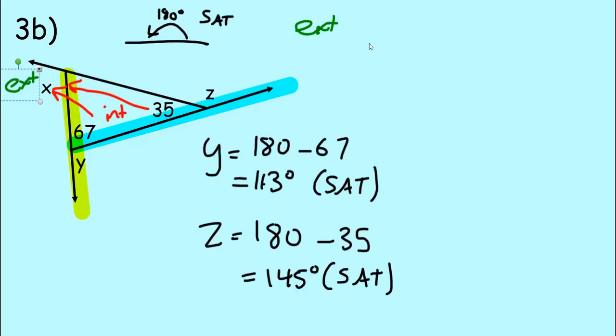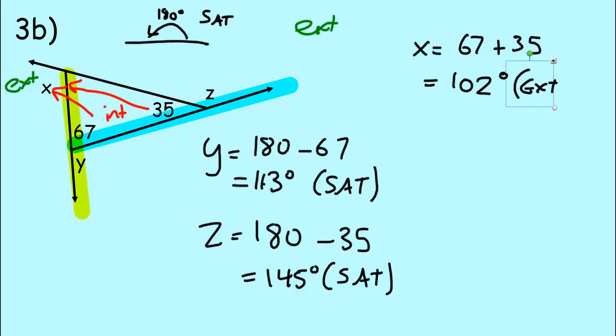So I could have said that X is equal to 67 plus 35, which is equal to 102 degrees. And the reason for this was my exterior angle theorem. I'm just going to put X for this one.